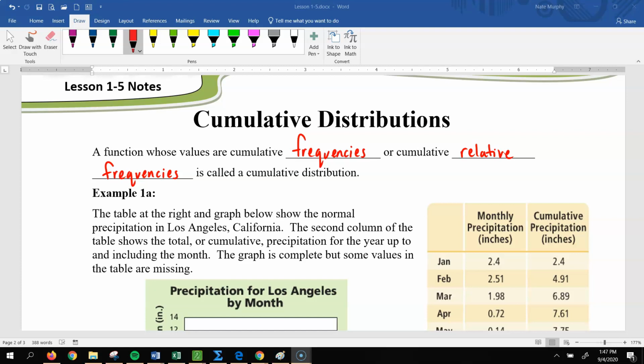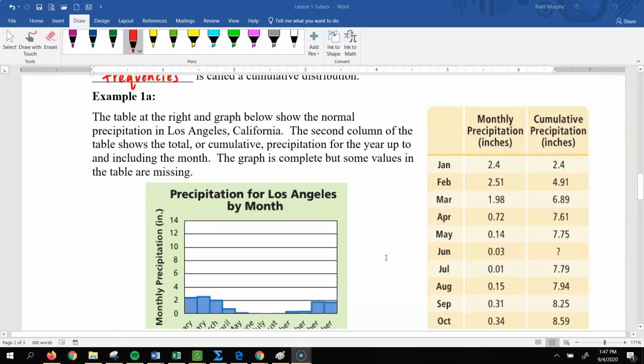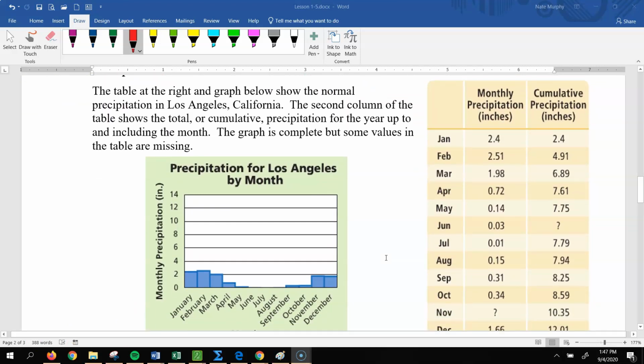So let's look at this table and this graph that they've done for us. So this is looking at the normal precipitation in Los Angeles, California. The second column of the table shows a cumulative precipitation for the year up to and including the month. The graph is complete, but some values in the table are missing.